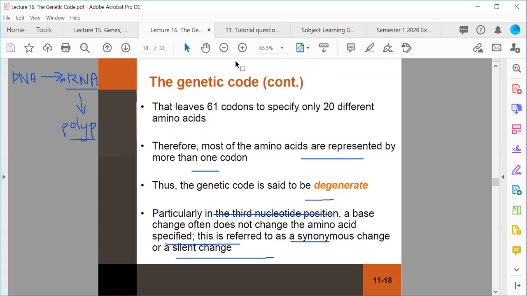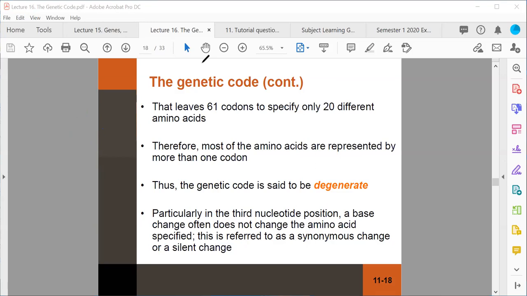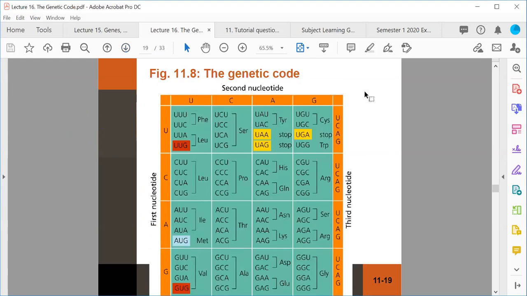Let me just clear this. All right, and here it is, the genetic code. Here is the code. Everyone refers to the code in DNA and then the code in RNA, but here is what it's all about. Here is the code.